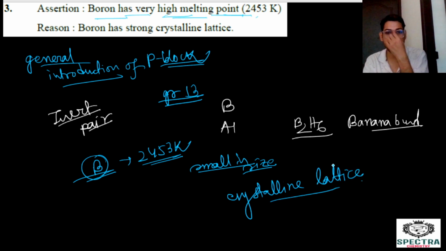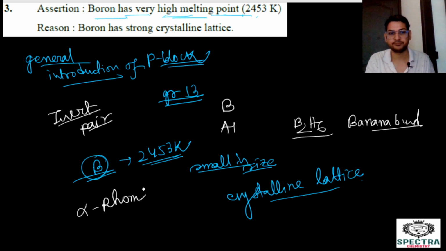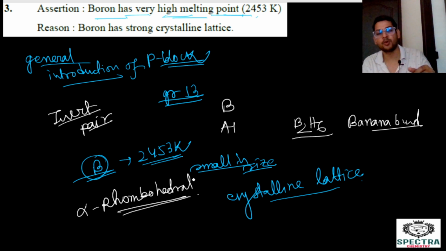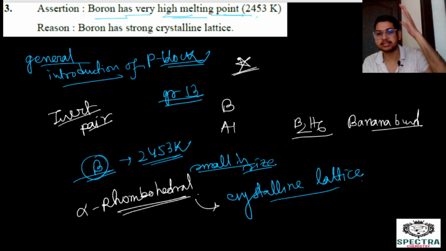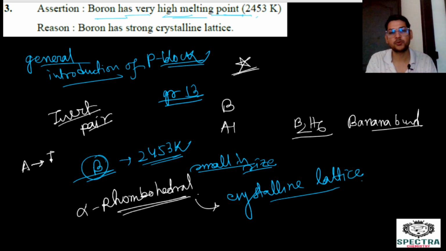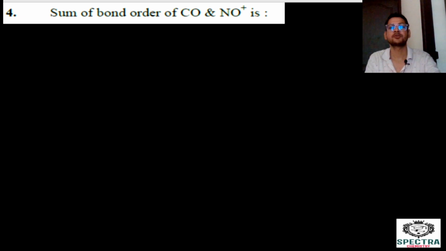Okay, crystalline lattice. And as I told you, for boron the most important or most famous structure is alpha rhombohedral, right? Alpha rhombohedral is the most important structure of boron. This is the crystalline structure, and as it is a crystalline solid, it is having a high melting point. Obviously crystalline solid or crystalline lattice, they usually have high melting point. So here assertion is true and reason is also true. Both are true here. Okay, so now go to the next question.